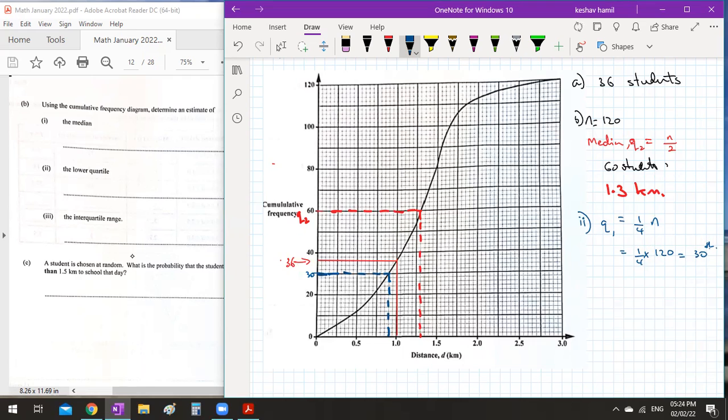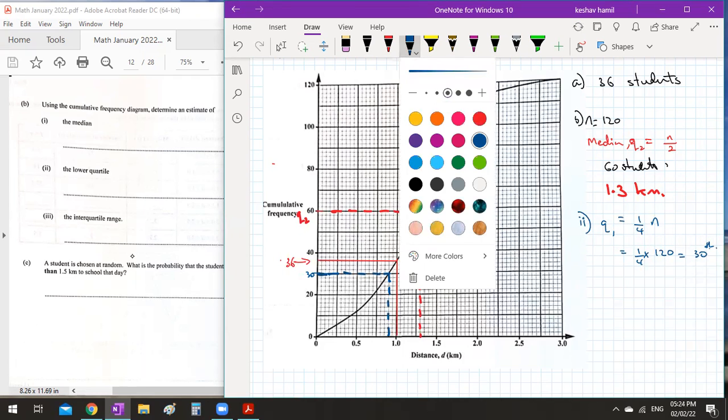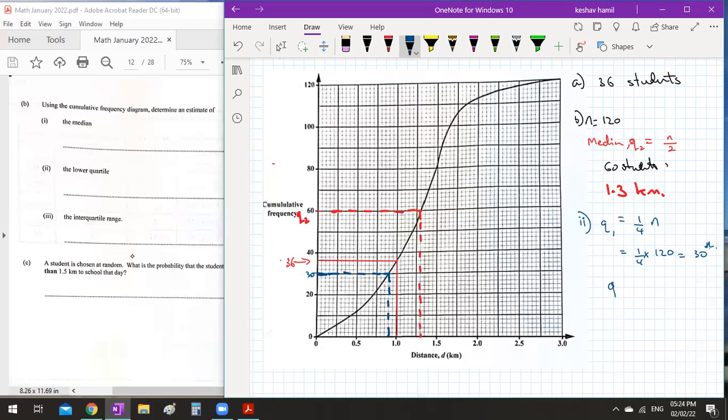the graph. Now, again, every two of these little squares is a 0.1. So it will be 0.1 less than 1, which is 0.9. So Q1 is 0.9 kilometers. Part 3, they want the interquartile range.